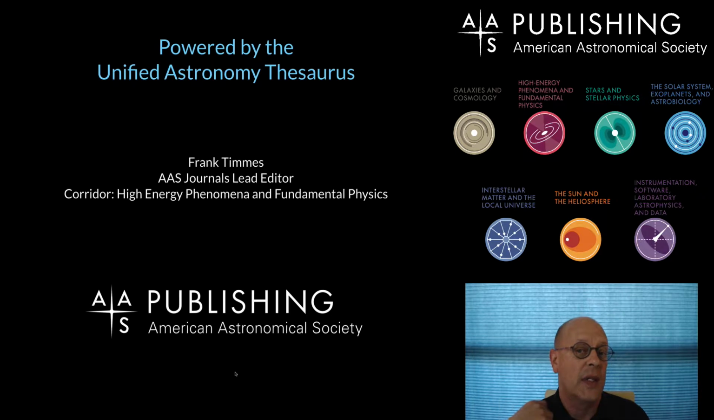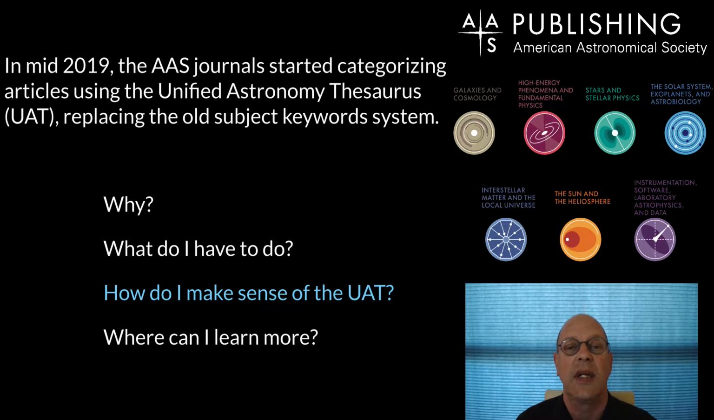This will be part 3 in the series Powered by the Unified Astronomy Thesaurus, or the UAT. As we've mentioned, in about June of 2019, the AASTEX journal started categorizing articles using the UAT, which is replacing the old subject keyword system. In part 1 of this video series, we covered why we are making this change. In part 2, we covered what authors have to do. And in this video, we want to cover how to make sense of the UAT, and what the differences are from the old keyword system.